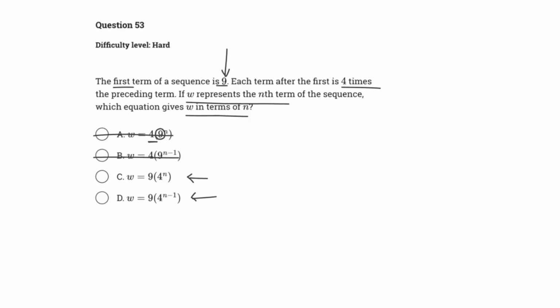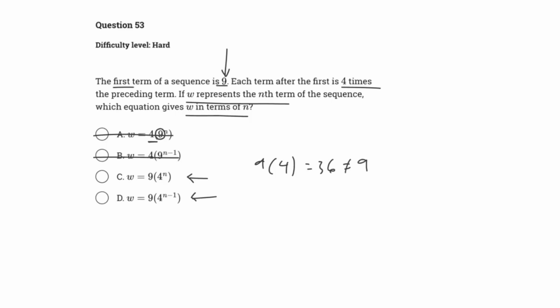So if we know the first term is 9, that means if we plug in 1 for n, we should get a value of 9, right? So for this first problem right here, we have 9 times 4 to the power of n. So that's just 9 times 4. We get 36. 36 does not equal 9.